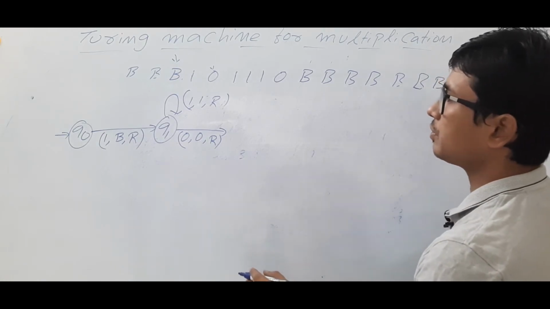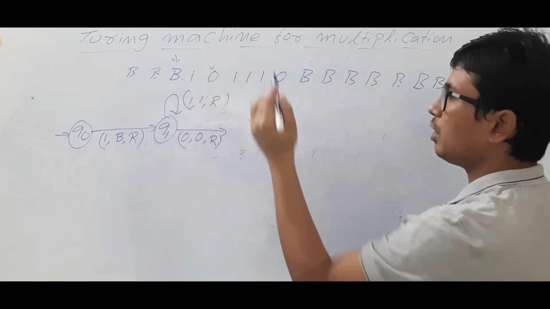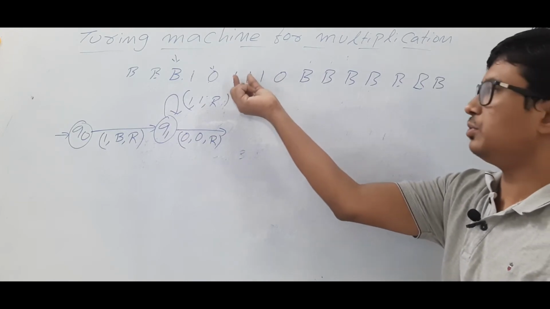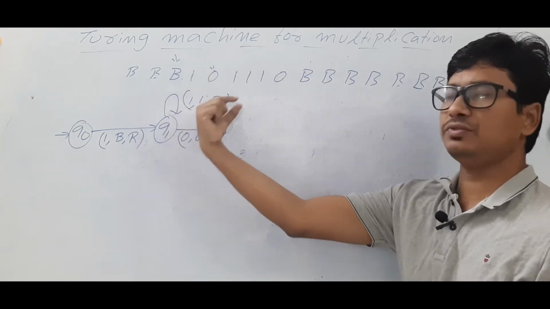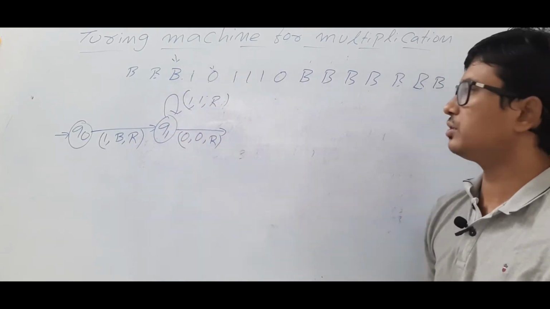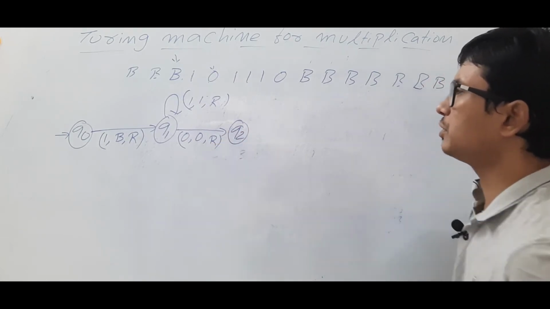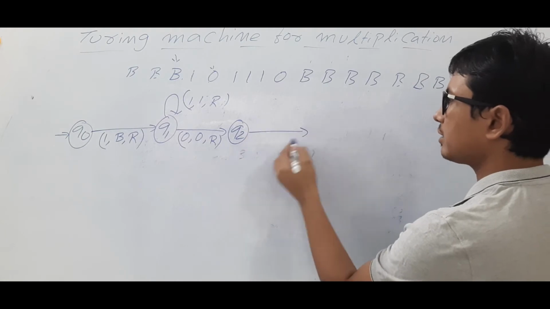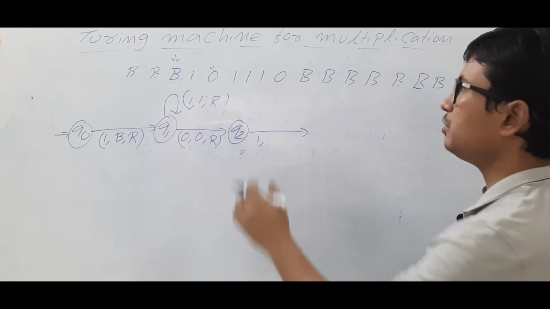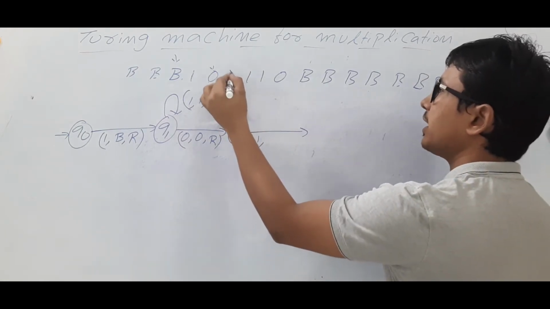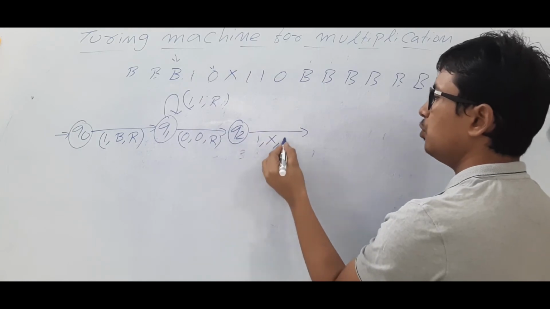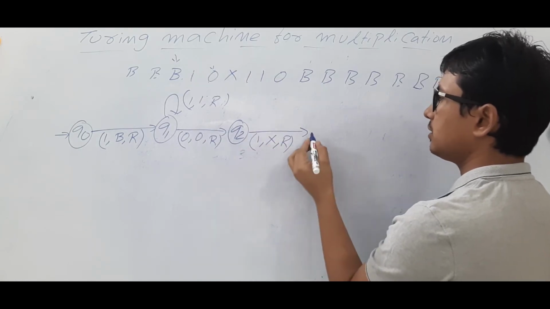Are you able to understand this one? So now you got these 1's. This 1 you have shifted, and this 0 you have shifted to the right. And then Q2, what should you do? If you get a 1, you have to modify it as x, move to the right.